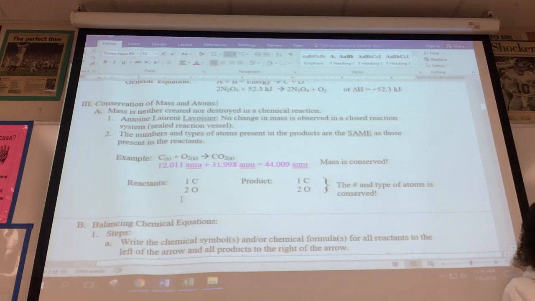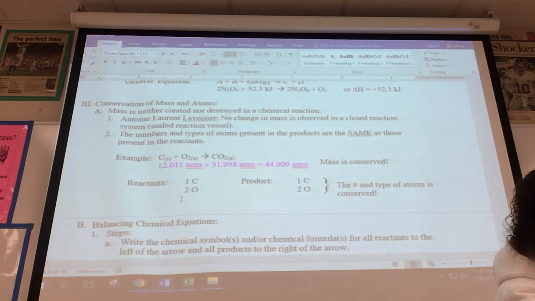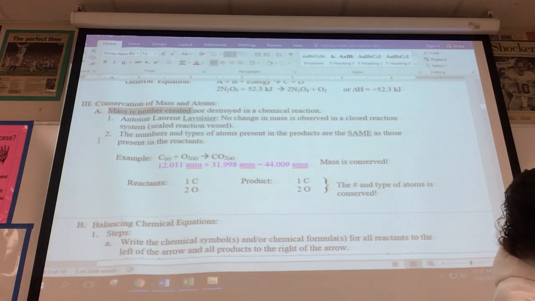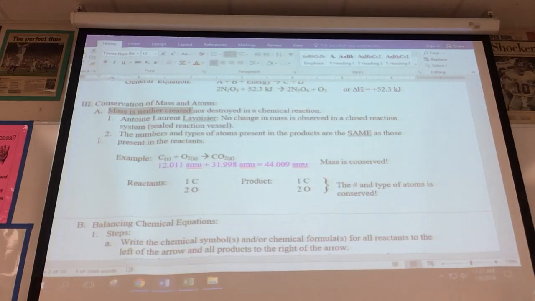What we want to get into today is introducing balancing equations. Once you practice, you'll be very good at it. I think some of you already know how to do it. With conservation of mass in atoms, as we talked about in Chapter 2, Lavoisier talked about the law of conservation of mass, where mass is neither created nor destroyed in a chemical reaction.